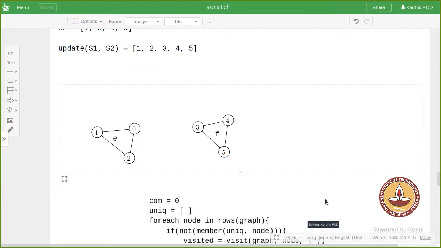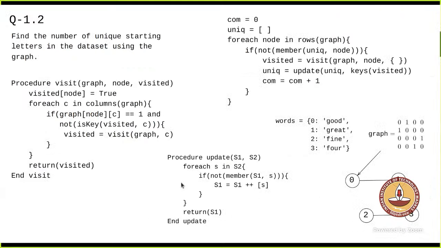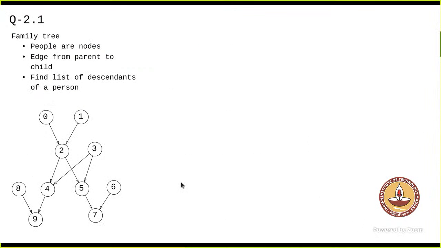Okay, so let's go back to this one. That's the end of this, right? So let's now look at another example. Now this is the second situation. You have a family tree and people are nodes, and there is an edge from parent to child. Now we have to find the list of descendants of a person.